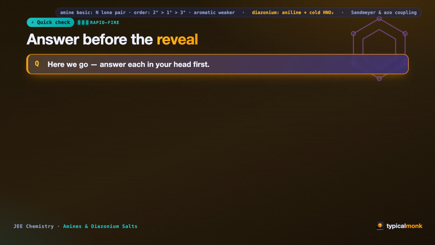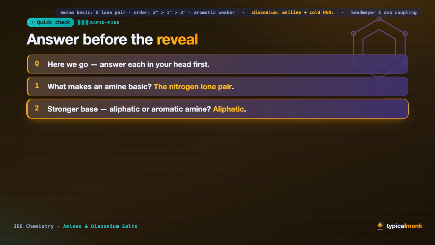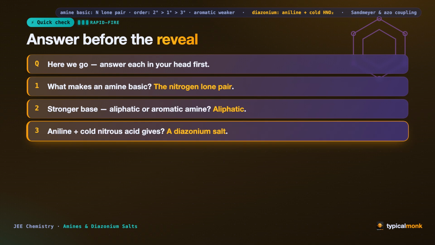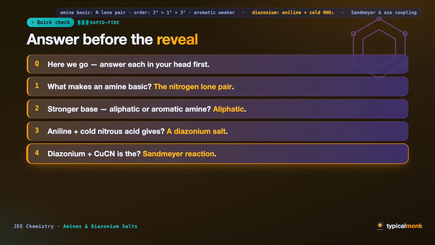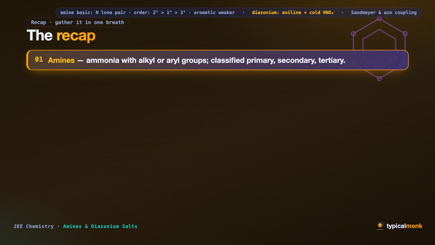Now test yourself. Answer in your head before the reveal. That is how G-speed is built. Here we go. Question 1. What makes an amine basic? The nitrogen lone pair. Question 2. Which is the stronger base, an aliphatic or aromatic amine? The aliphatic. Question 3. Aniline with cold nitrous acid gives a diazonium salt. Question 4. A diazonium salt with copper cyanide is the Sandmeyer reaction. And question 5. The test that only primary amines give? The carbylamine test.